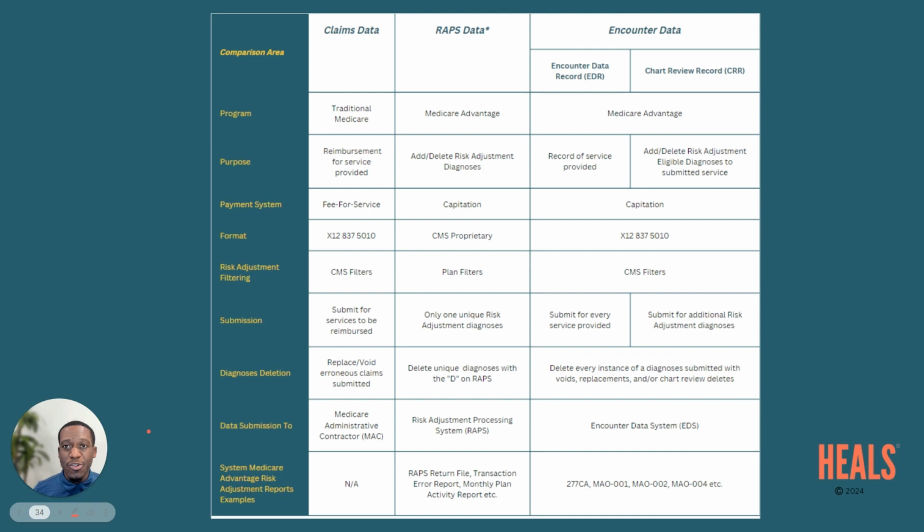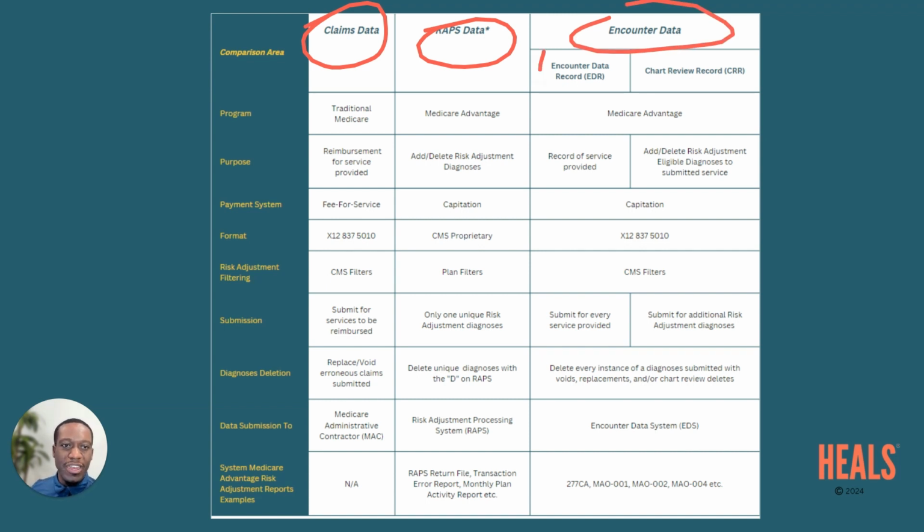So here is the comparison cheat sheet that you can download from our website, which is our signature gift. For claims data, fee-for-service claims data, RAPS data is over here, and then the encounter data is over here. The encounter data is broken down into EDRs and CRRs, and each one of these has videos. So if today is your first time joining us, you may watch all the videos for each one of them for an even better understanding. But this is bringing everything together.